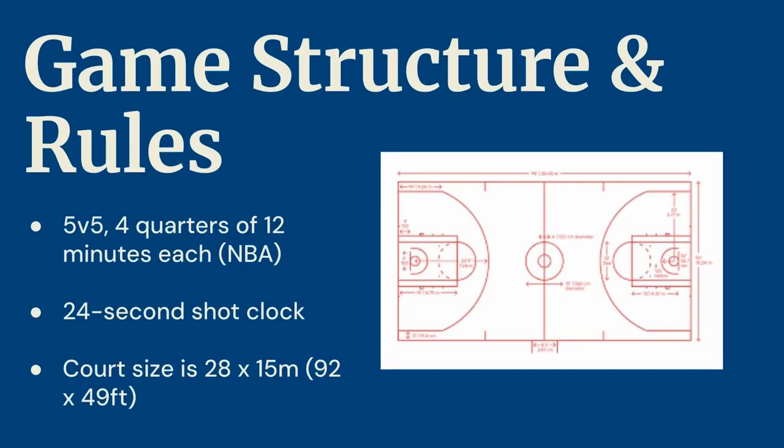Game structure and rules. The game of basketball is a 5v5 game with 4 quarters of 12 minutes each in the NBA. A 24-second shot clock ensures fast pace of play, and a court size of 28 by 15 meters or around 92 by 49 feet gives a small space for the game to be played.